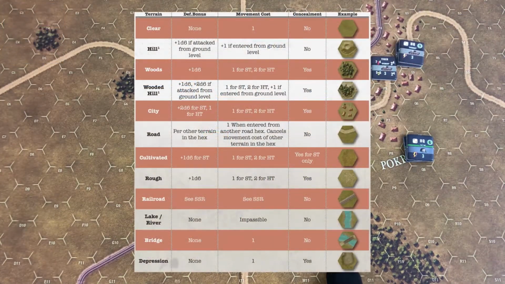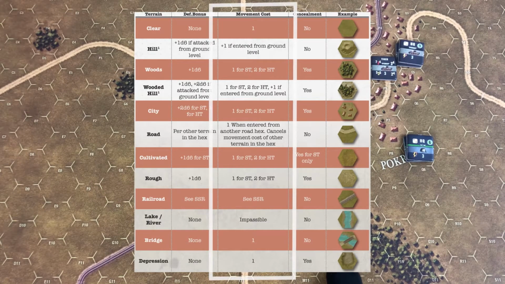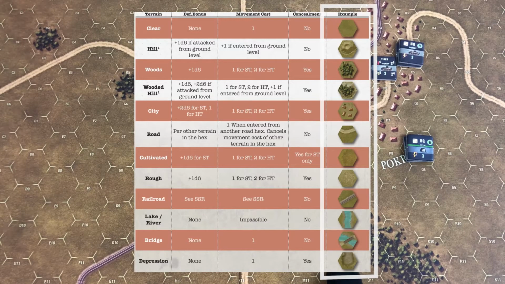You're going to look at your terrain effects chart, or your TEC, to determine how far they can actually move on the map, because that's going to show you how many movement points it costs to enter certain hexes. The terrain effects chart also gives you defensive bonus, concealment, stuff like that. We'll cover those later. But right now, if you look at that center column, you can see that it shows you the movement point cost for all the different hexes, and there are pictures off to the right of the hexes, so you know exactly what it is that you're looking at.